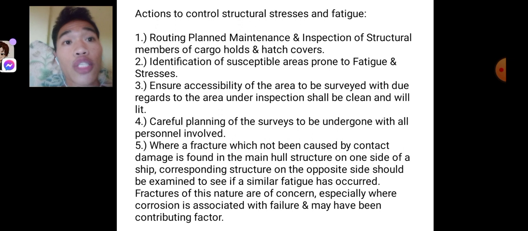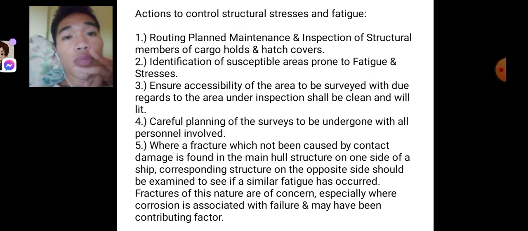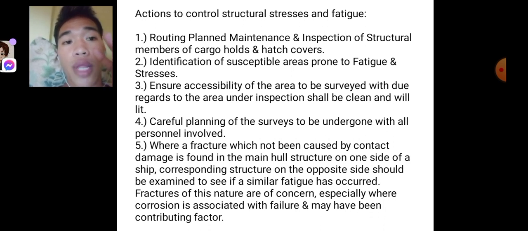Actions to control structural stresses and fatigue. There are five actions. First action is routine planned maintenance and inspection of the structural members of the cargo holds and hatch covers. Second is identification of susceptible areas prone to fatigue and stresses. Third is to ensure accessibility of the area to be surveyed, with the area under inspection clean and well lit. The fourth is careful planning of the surveys to be undertaken with all personnel involved.